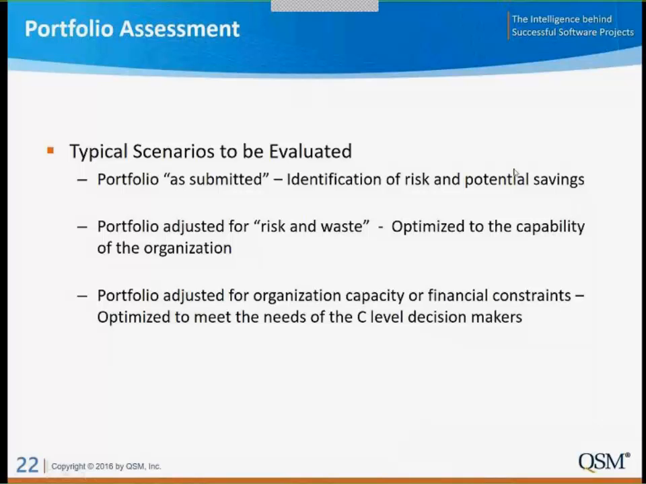So once we do that and we have an adjusted portfolio for risk and waste, that really gives us what we think is a portfolio that's optimized to the capability of the organization. So the next step then is to engage the C-suite, the C-level decision makers, and say, okay, here's our portfolio that we think matches what our capabilities are. How does it match your funding levels, your resource levels, your risk tolerance? And so we start to look at reshaping the portfolio to address the needs of the executive decision makers.